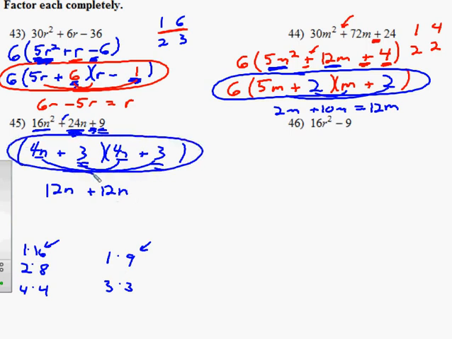We can write it this way, but if you notice, we just have something times itself. When we multiply something times itself, we can use exponents, and so we could write this as 4n plus 3 squared.